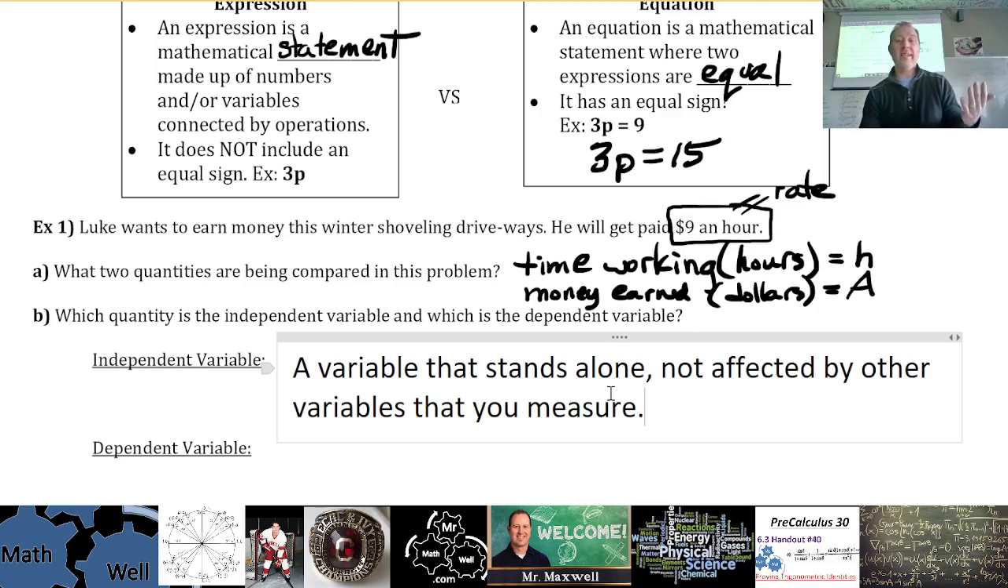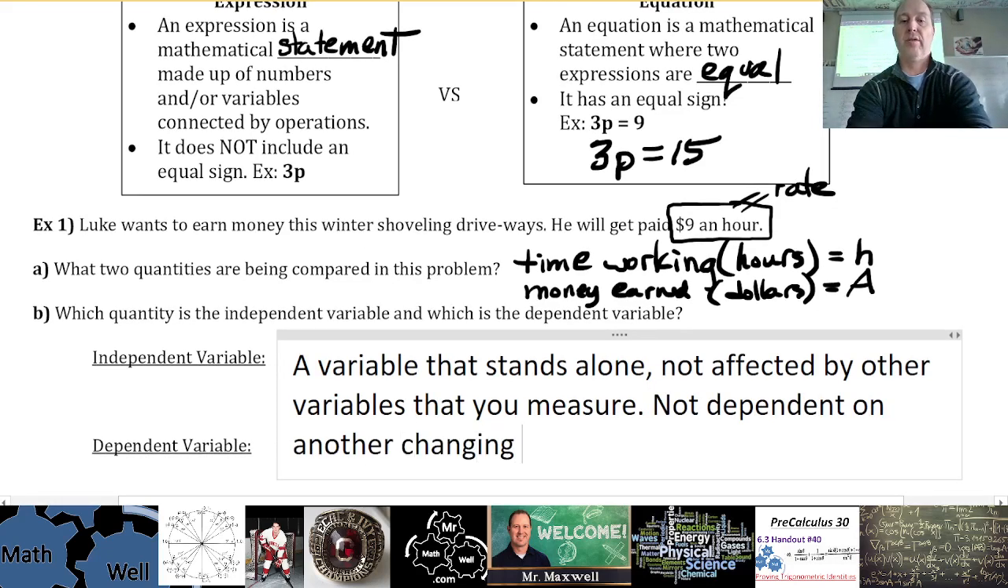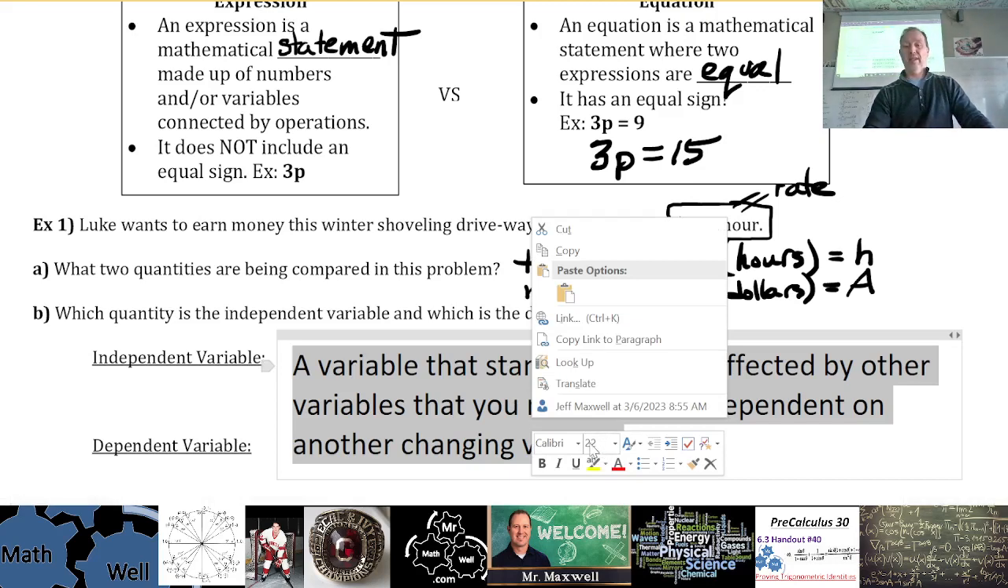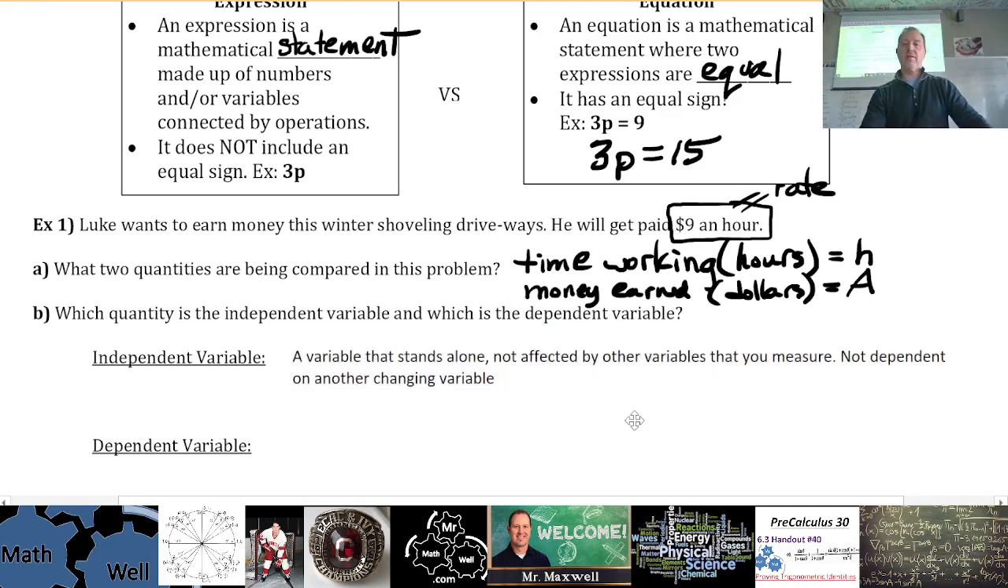Also, the word independent means that it is not dependent on another changing variable in the question. So that's another way to think about it. It's not dependent. And when you define things, you shouldn't use the term in the definition. So that's why I started with this other sentence. But really, thinking about this being not dependent is very helpful. It is super helpful. Okay, I'm going to make that a little bit smaller now. A variable that stands alone, not affected by other variables you measure. It is not dependent on another changing variable. Now, a dependent variable, okay?